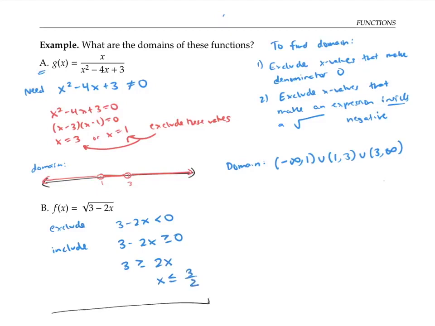I can draw this on the number line or write it in interval notation. Notice that 3/2 is included, and that's because 3 minus 2x is allowed to be 0. I can take the square root of 0. It's just 0, and that's not a problem.